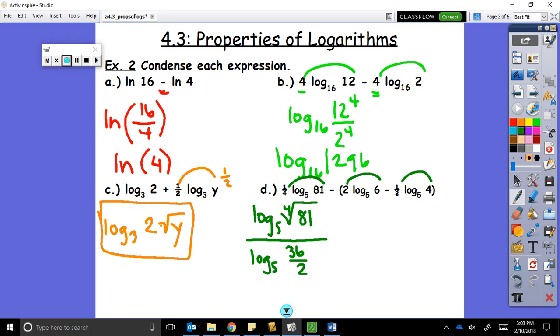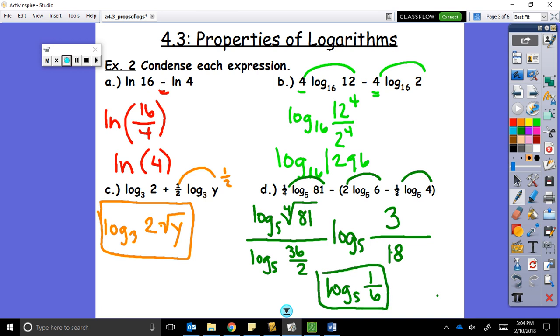Now, let's see if we can condense this a little bit more. Log base 5, the 4th root of 81 is 3. 3 to the 4th power is 81. 36 divided by 2 is 18. Okay? Which does reduce one more time. That is log base 5 of 1 over 6. Log base 5 of 1 over 6. So we want to try to get it down to 1 log if at all possible.